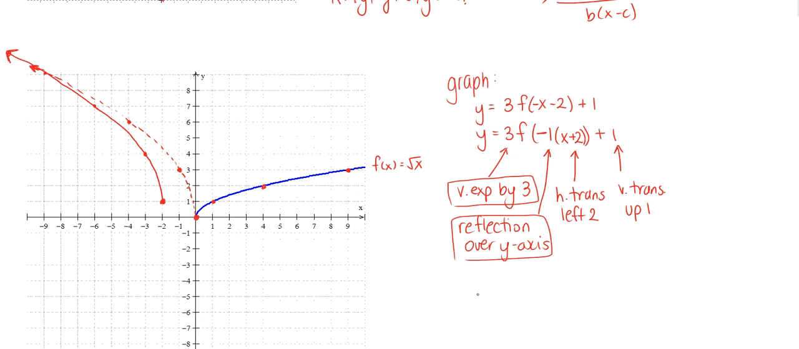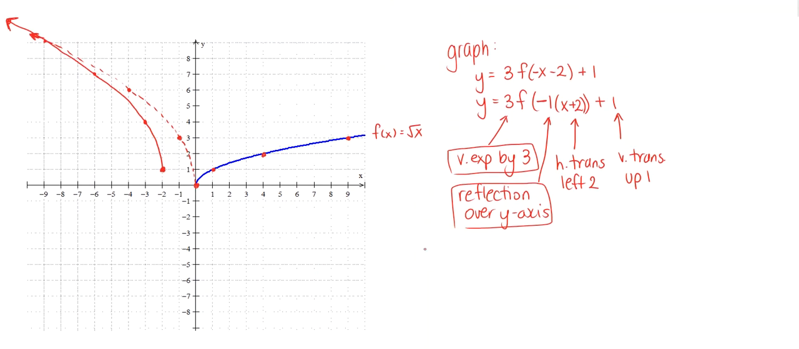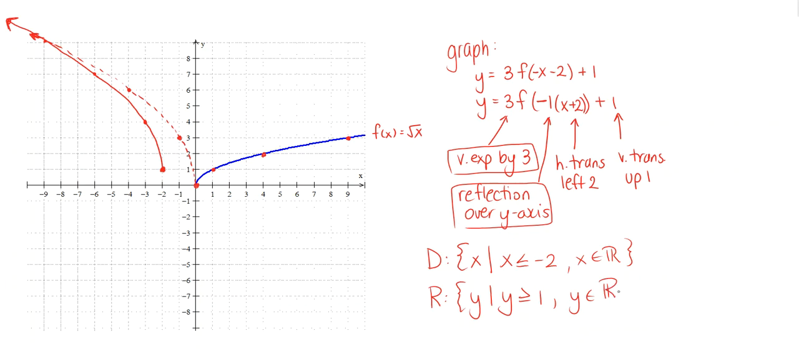So for my domain and my range now for this graph, we can see that the domain is not going to be strictly greater than or equal to 0 anymore. It's actually going to be less than or equal to -2. And it's going to be all other real values. My range is still going to be in the positive because there was no reflection over the x-axis. And it's going to be from the point of 1 and greater. So y is going to have to be greater than or equal to 1 in all real values.